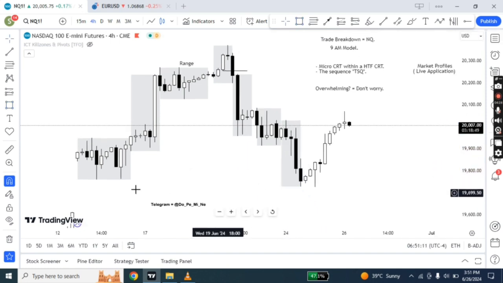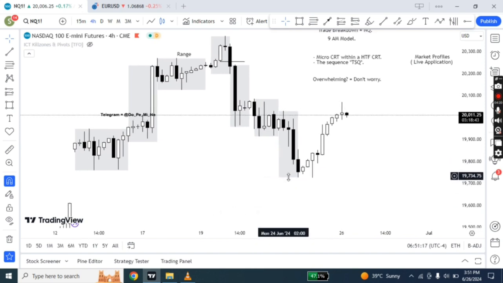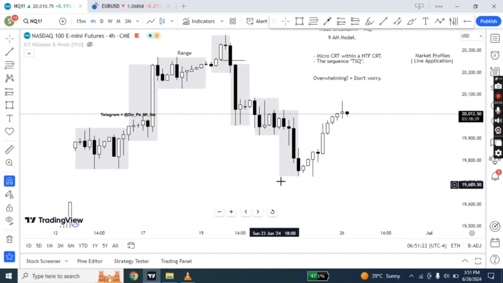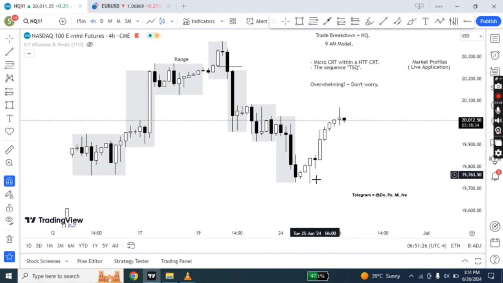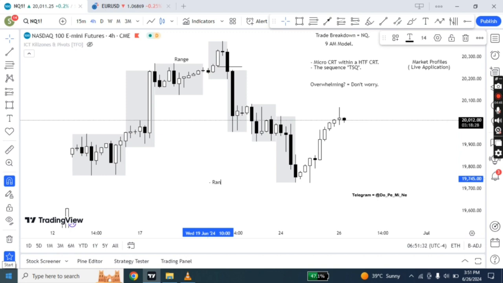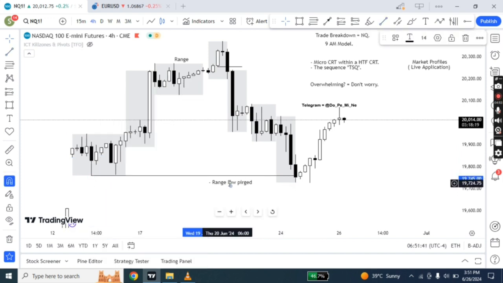Now when price was right here after an expansion, I started expecting a reversal. And the reason for that is that after an expansion, we can only have three possible outcomes: a range, a retracement, or a reversal. And I anticipated a reversal. The reason I anticipated a reversal is based off of two factors. The first factor is that this expansion right here took out this range low, and once a range low or a key level is taken, it can offer a small reversal there. So that's why I was expecting a reversal.